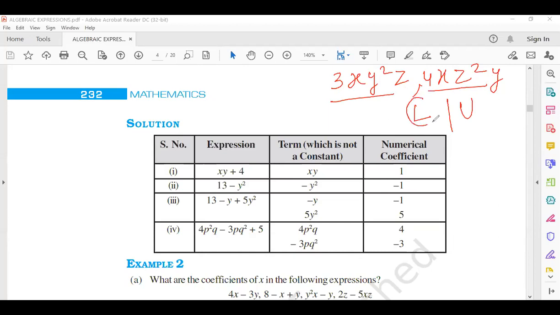You do not even know how to identify like terms? How will you tell me these are like terms? 3x y square z and 3x z square y. How can you say that these are like terms?